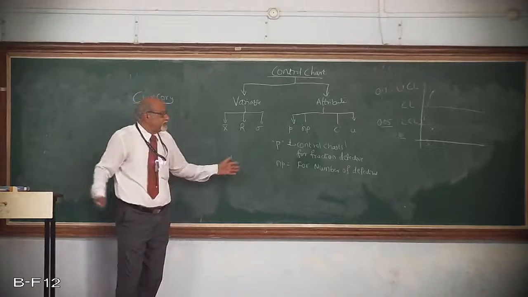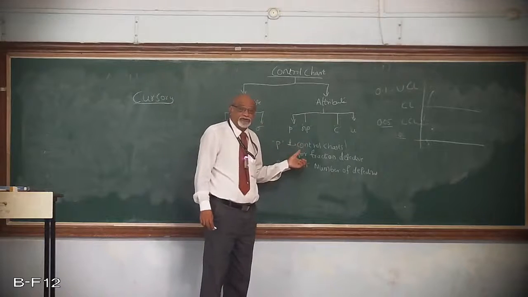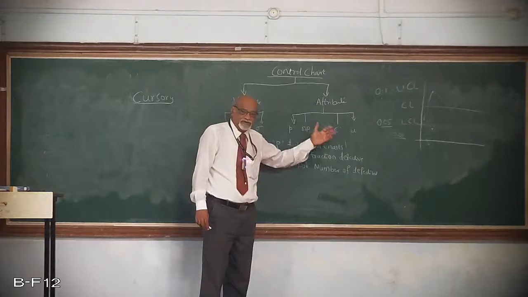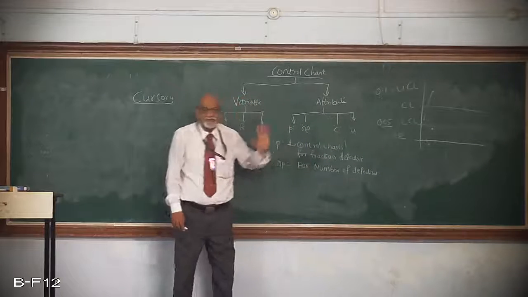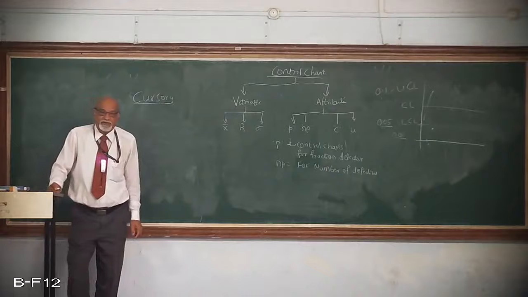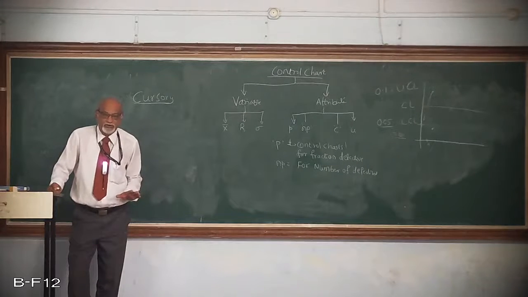Whereas if I decide I should go for a control chart for attributes, then I need to decide whether I should go for P chart or NP chart or C chart or U chart. Okay? It is not just control chart for attributes. That means don't be under the impression that it is always P chart only. No.